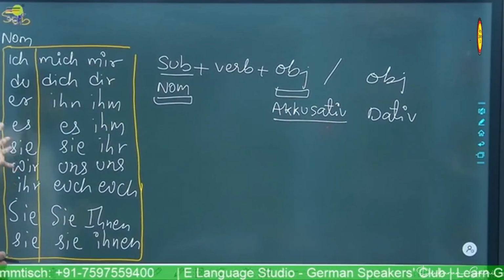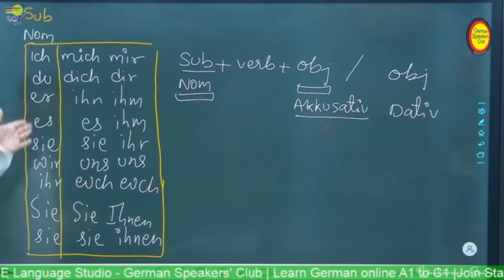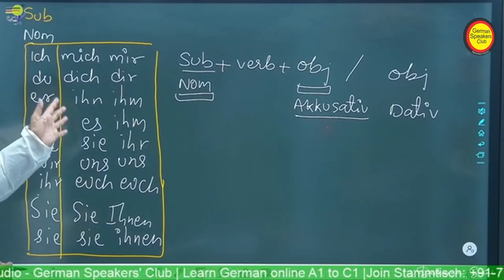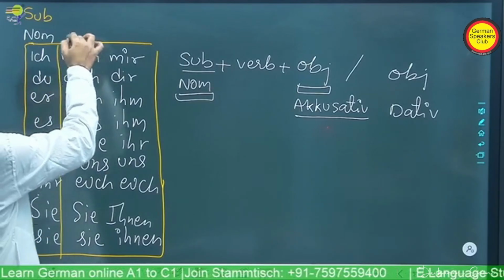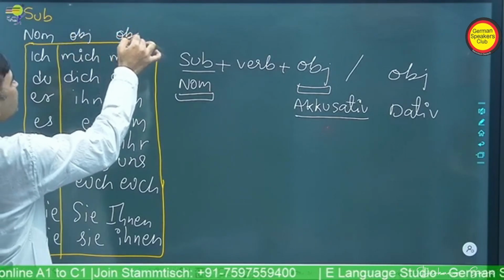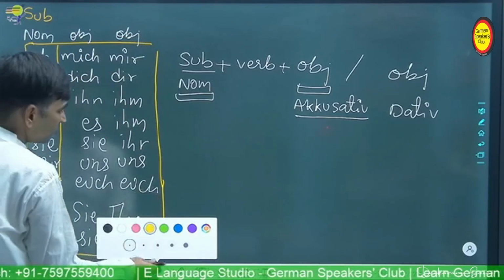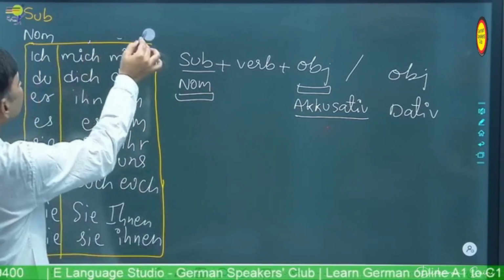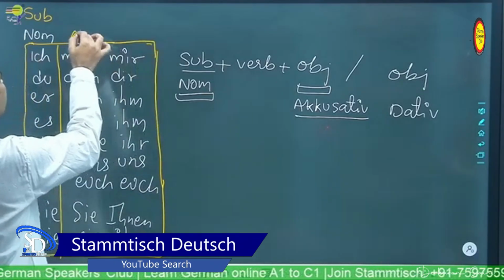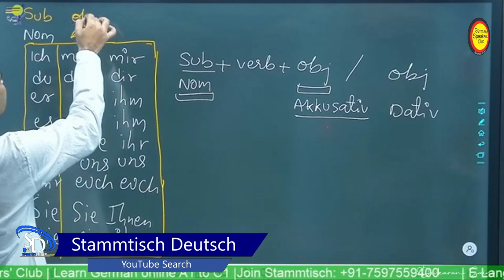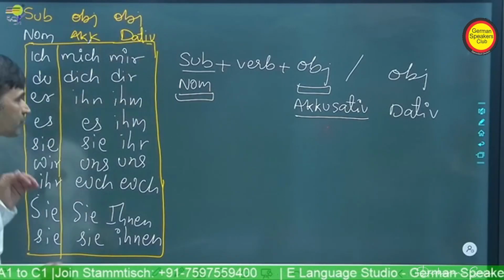So in this table, the first line is of the subject, and the second line is for the object, and so is the third line. The second line object we will consider as accusative. This is the one that we call accusative, that is also object. And the third one is dative or Dativ, which is again object.